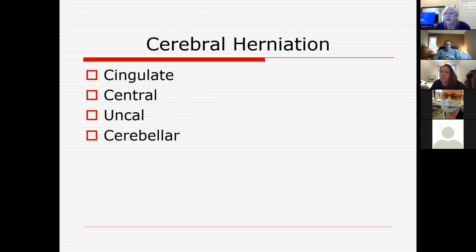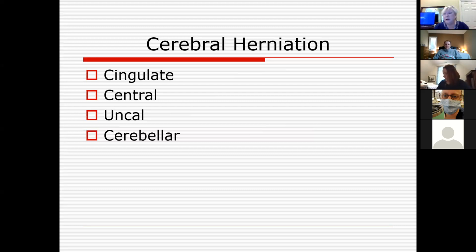The central and the cerebellar are going to be the ones that come out of major holes, especially the cerebellar. It's the one that comes out where your spinal column, your foramen magnum, and you have instant death. Both of these are going to affect your midbrain, and they're going to knock off your respiratory centers. And these people typically die immediately.